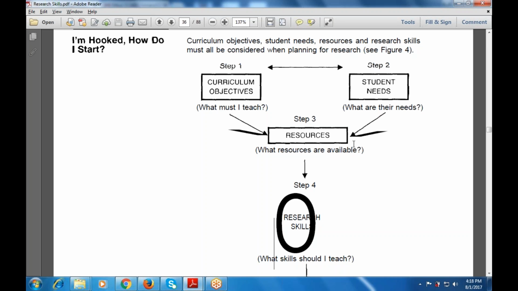So step number 1 is curriculum objectives. Then step number 2 is student needs. Then step number 3 is resources. What resources are available and what resources are needed. Then step number 4 is what skills should I teach? What are the various skills that I should teach, or what are the various curriculum objectives that I teach?